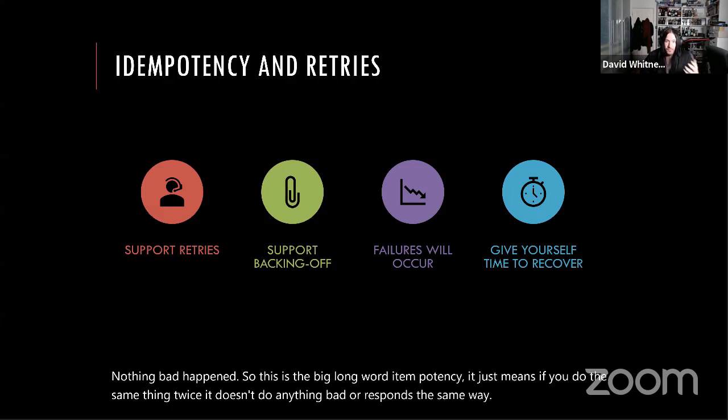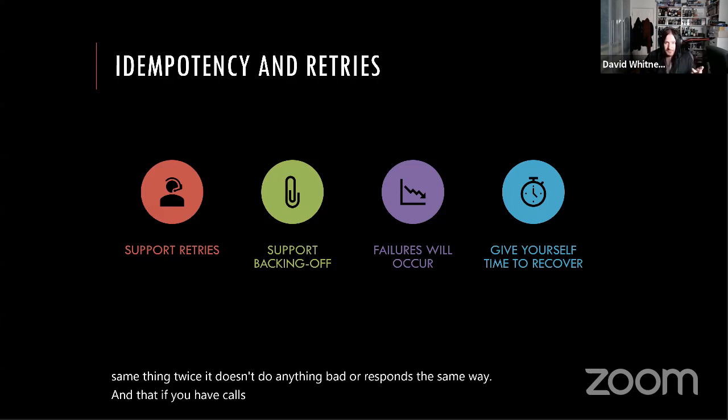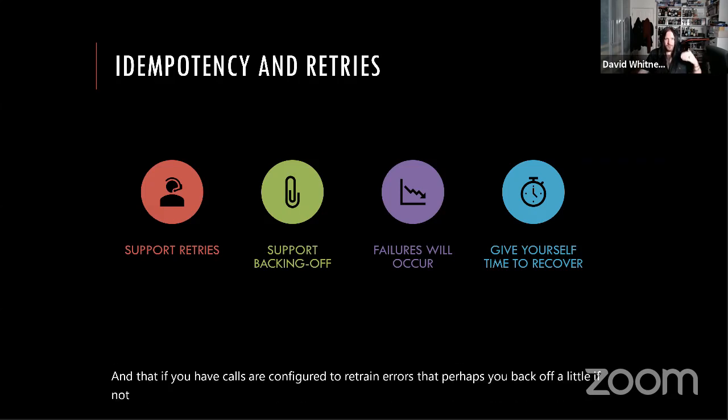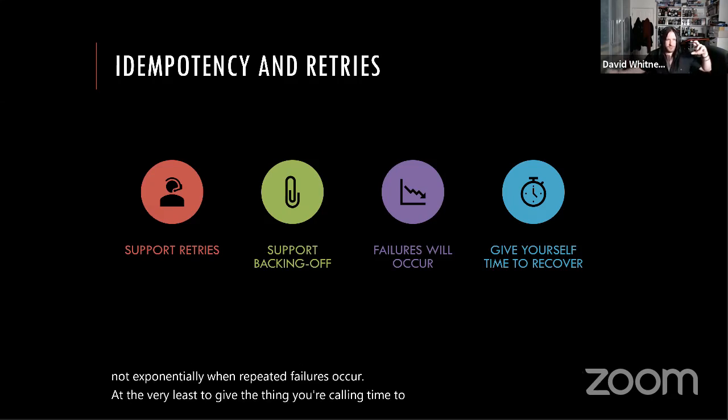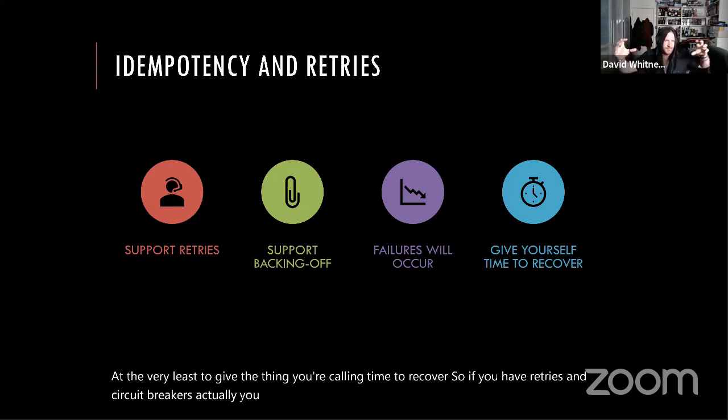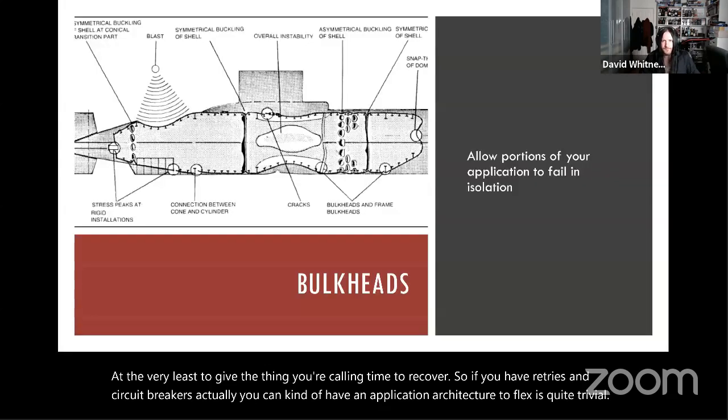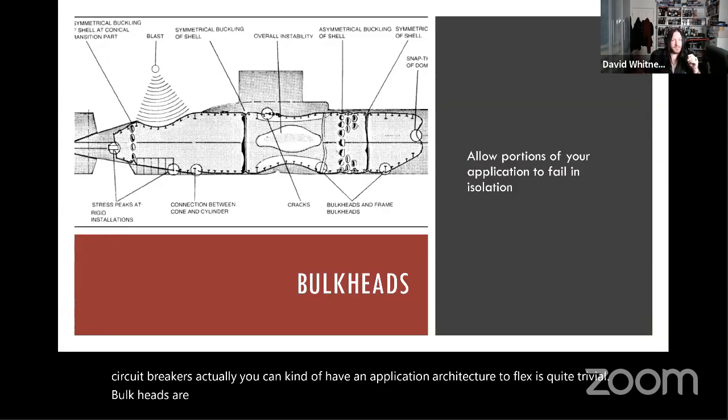And that if you have calls that are configured to retry errors, that perhaps you back off a little, if not exponentially, when repeated failures occur. At the very least, to give the thing you're calling time to recover. So if you have retries and circuit breakers, actually you can kind of have an application architecture that flexes quite trivially. Love them.